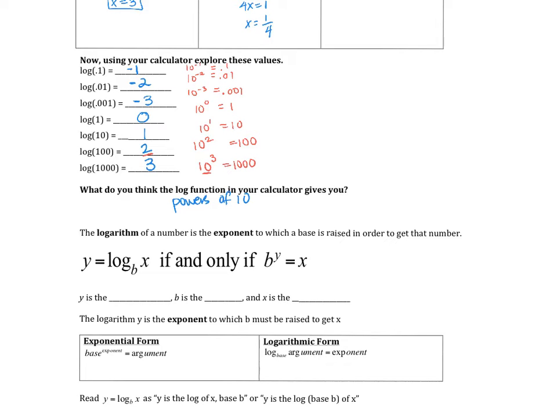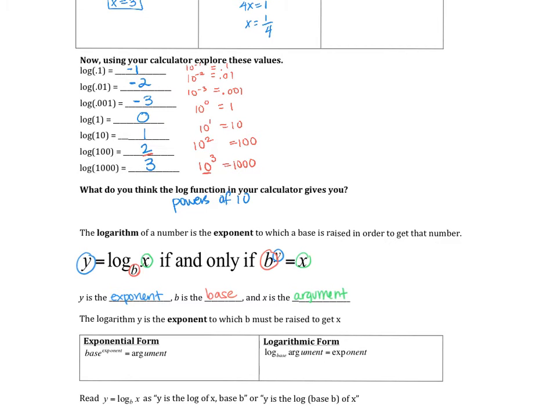So we have the logarithm of a number is the exponent to which a base is raised in order to get that number. So here, y is the exponent. Okay, so we're going to circle that. I'm going to color code that. B is the base. And x is something called the argument. The logarithm y is the exponent to which the base must be raised to get x.